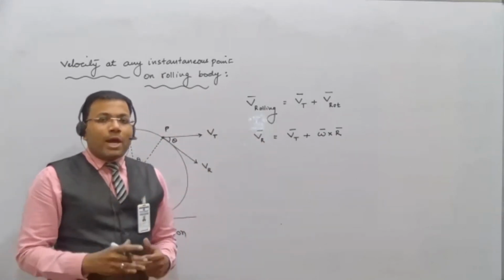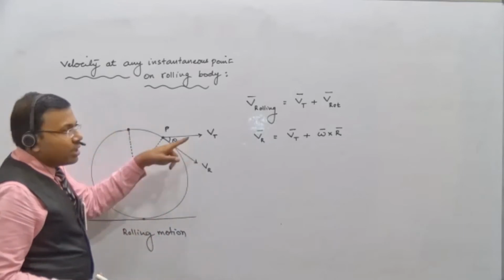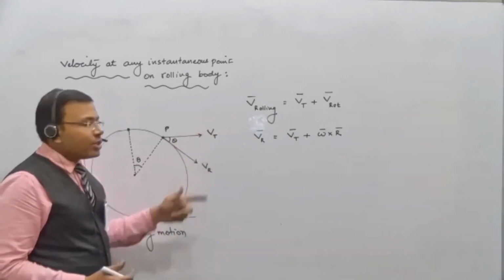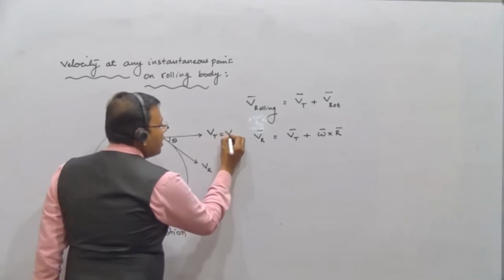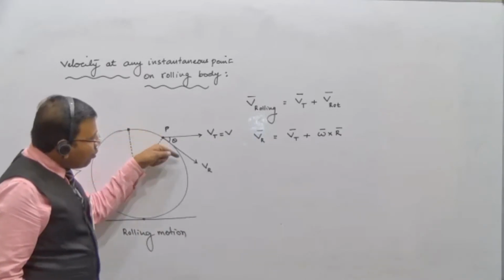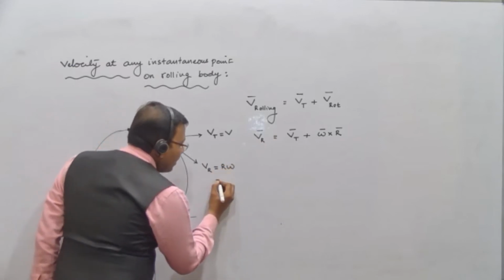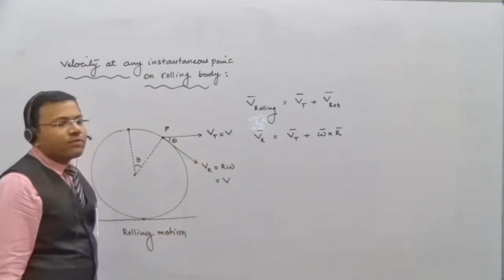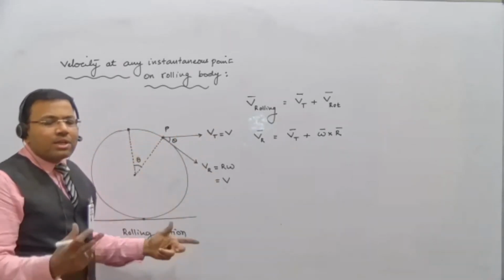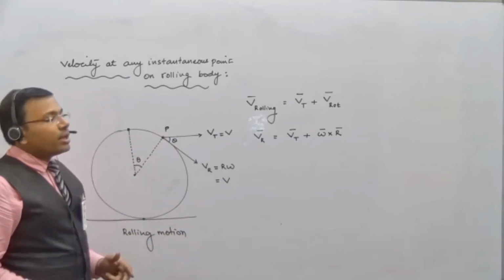But how to calculate the magnitude of the resultant velocity? You can calculate the magnitude of the resultant velocity just by taking the help of the parallelogram law of vectors. So this is vt for translatory motion, and we have already considered that, it is v, the velocity of the center of mass. And for the rotational motion, this vr is r omega, and that is also equal to v only, the velocity of the center of mass. So this will also be v, and the angle between the two, see here, is theta. That is, we can find the resultant velocity in order to calculate the velocity at any instantaneous point on the rolling body.